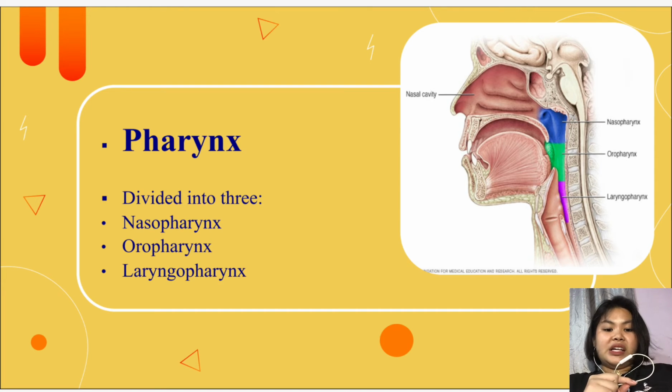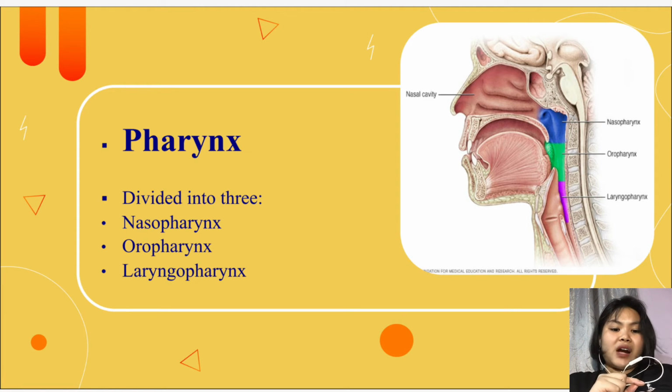It is divided into 3: the nasopharynx, oropharynx, and the laryngopharynx. The nasopharynx is situated in the space between the back of the nose and the soft palate. It is continuous with the nasal cavity and forms the upper part of the pharynx. It plays a very important role in transferring air from the nose to the larynx.